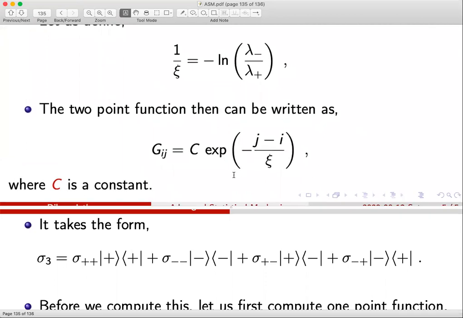So we find that lambda plus and lambda minus are fixed quantities, right? Because J is fixed, H is fixed, and if you're computing at a fixed temperature, then these are just numbers really. Lambda plus, lambda minus are just functions of beta, H and J. So this quantity is just some kind of a number. And what you see is that the correlation function seems to fall off exponentially as a function of distance. So the fall off of the two-point function is exponential in this particular case.